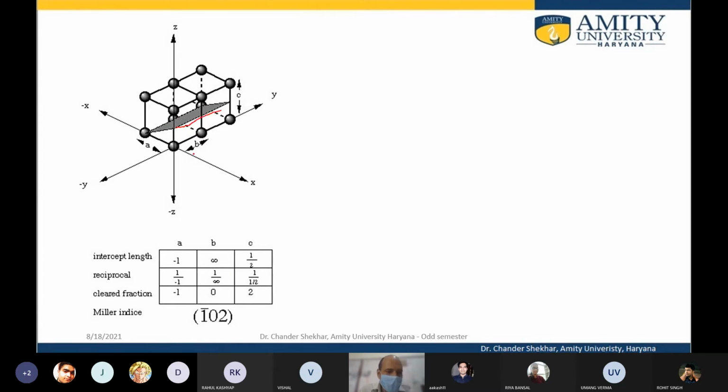This is the x-axis. It has an intercept at -1 along the x-axis, and along the y-axis it doesn't intersect, so 0. It is basically intersecting at infinity, and then along the z-axis it is intersecting at 1/2. So taking reciprocals, 1 by -1, 1 by infinity, and 2. So then it becomes -1, 0, 2.